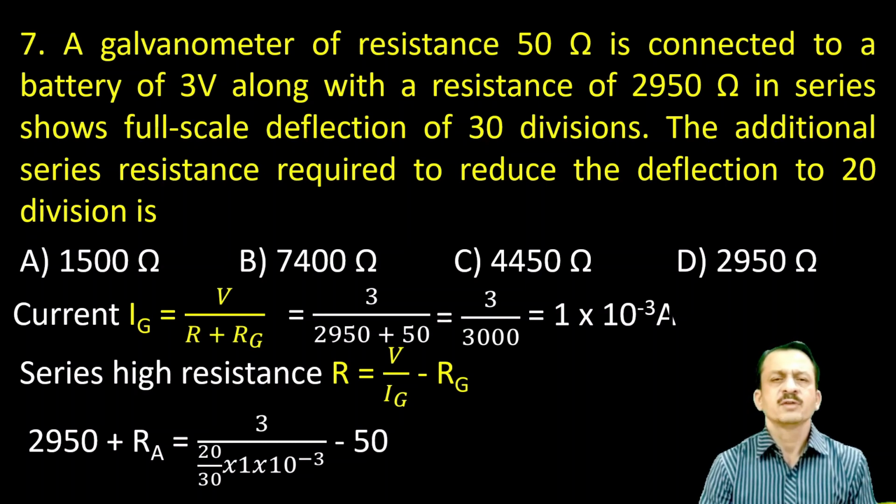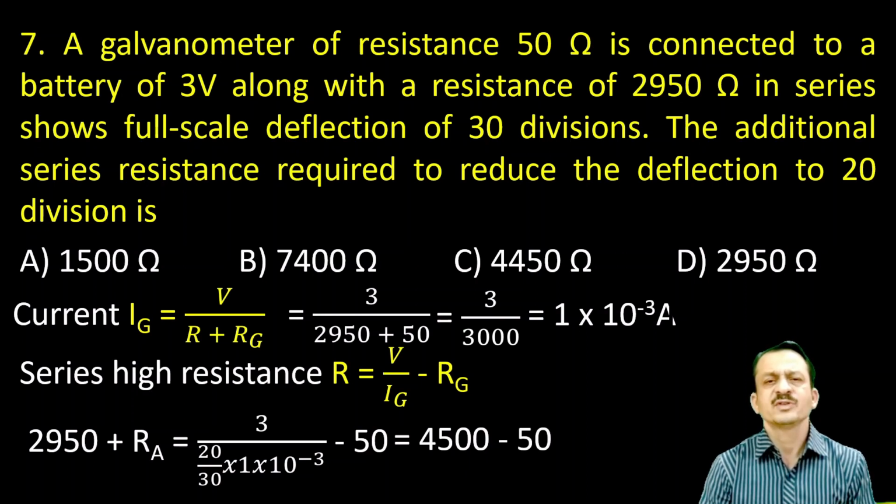9 by 2 becomes 4.5. Now in the denominator we have 10 raised to minus 3. If I take it to the numerator, we get 4.5 into 10 raised to plus 3. Now 10 raised to plus 3 is 1000. Therefore 4.5 into 10 raised to plus 3 is 4500 minus 50. Therefore we will get the answer 4450 ohms. But actually this is not the answer.